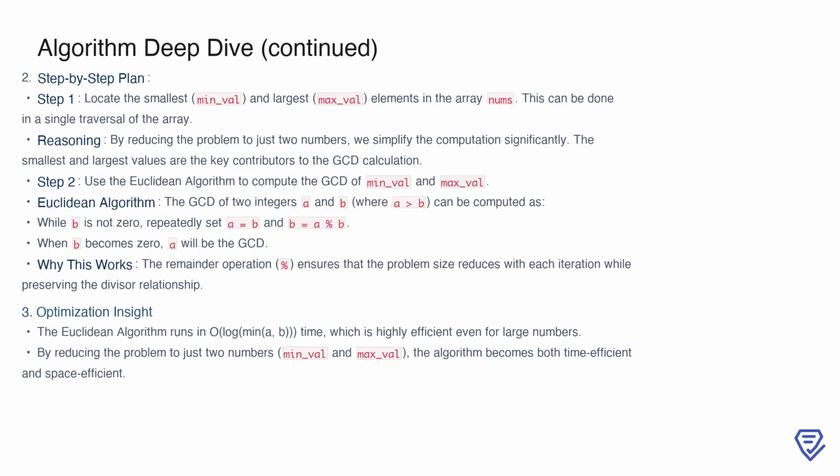Once we have min_val and max_val, we apply the Euclidean algorithm to calculate their GCD. The Euclidean algorithm is a classic method for GCD calculation. We repeatedly replace the larger number with the remainder of its division by the smaller number, until the remainder becomes 0. At that point, the smaller number is the GCD. This method is efficient because it reduces the size of the numbers involved in each step, and it works due to the mathematical properties of divisors. Additionally, the Euclidean algorithm operates in logarithmic time with respect to the smaller of the two numbers, making it highly efficient.